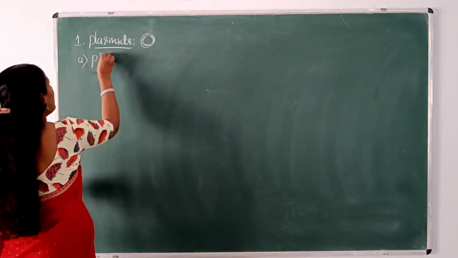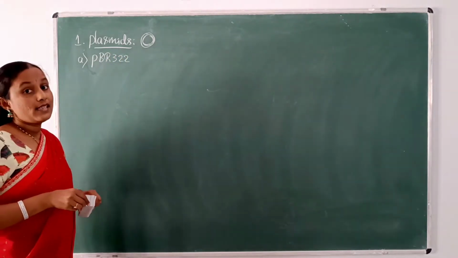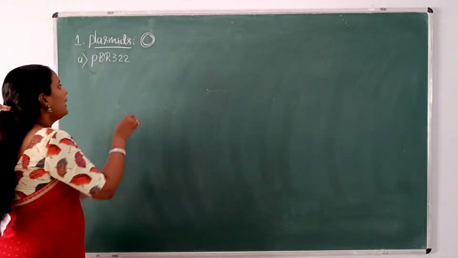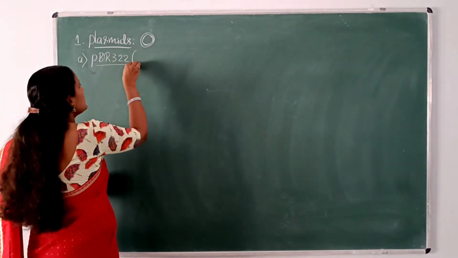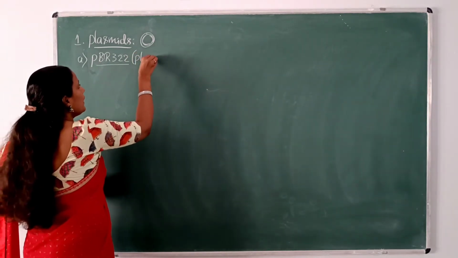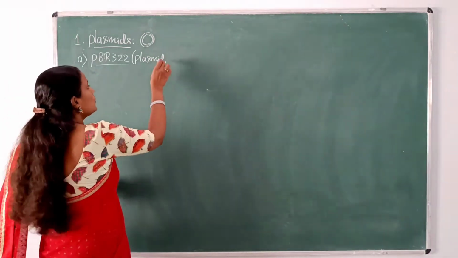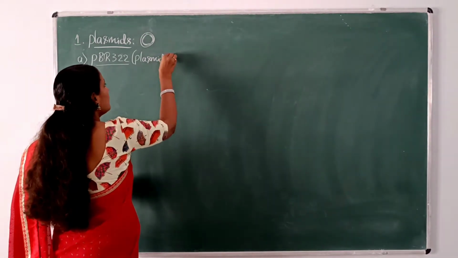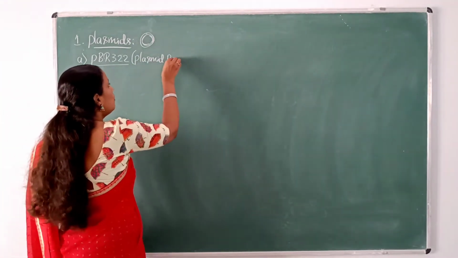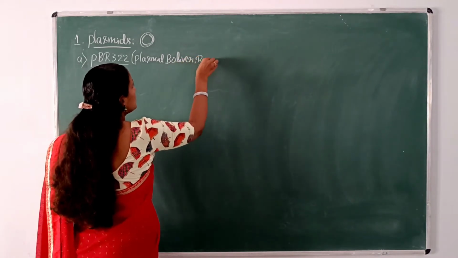Plasmid pBR322, and this is the first vector which was constructed. P here refers to plasmid, and BR refers to the scientists' names. The two scientists involved in constructing this vector are Bolivar and Rodriguez.